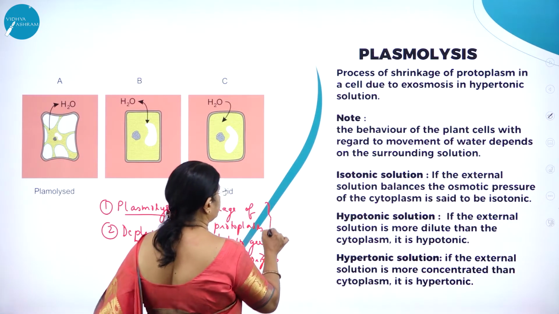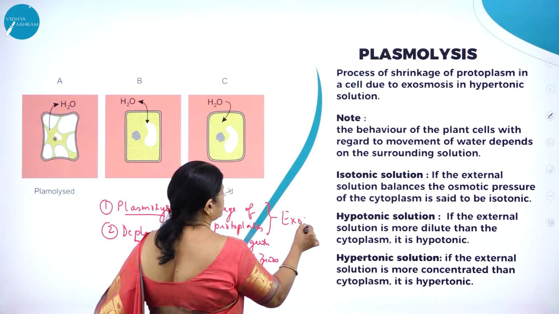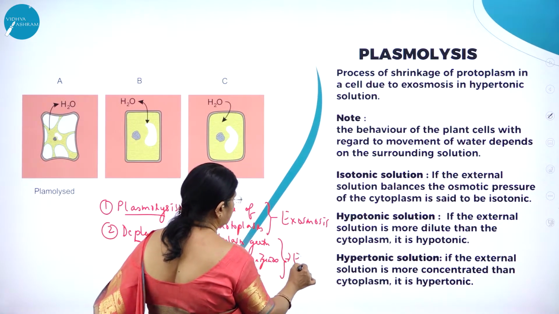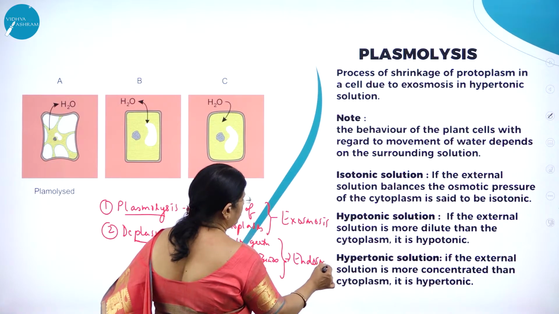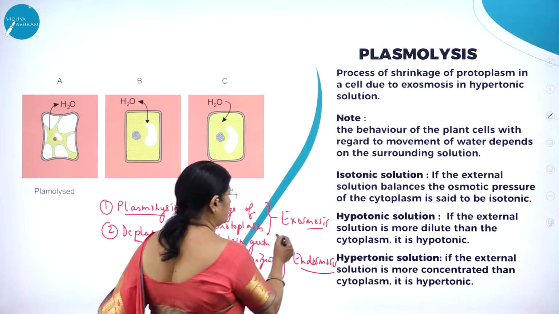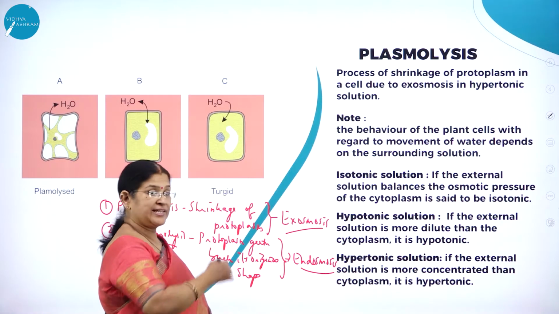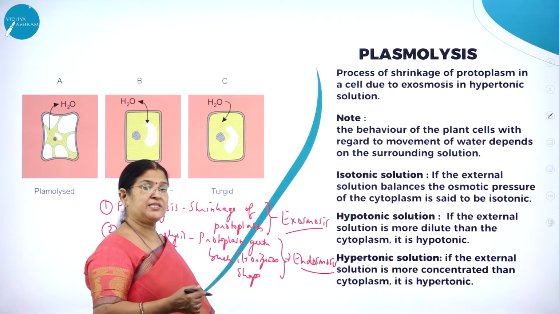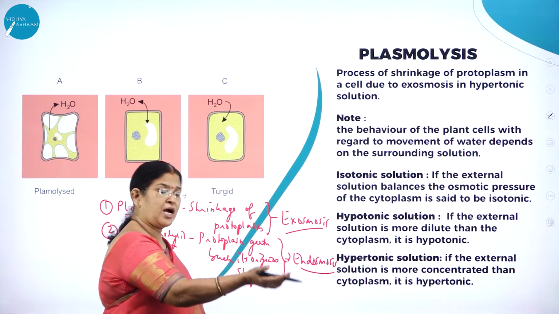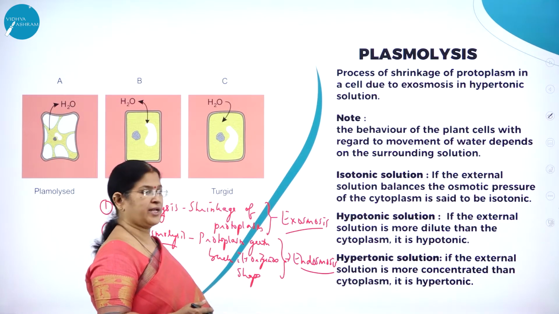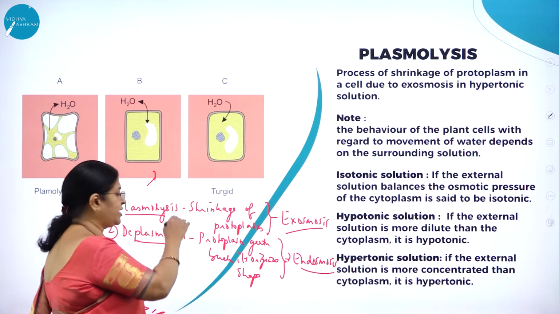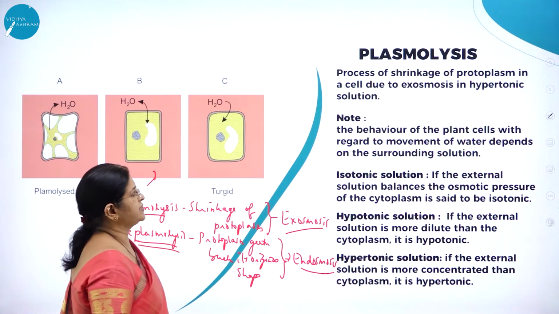So shrinkage is due to exoosmosis, and getting back the original shape is due to endoosmosis. What is exoosmosis? Exit of water from the cell to the outside. What is endoosmosis? Entry of water from the outside into the cell. So this is called plasmolysis. Keep the same cell back in water and it will undergo deplasmolysis.